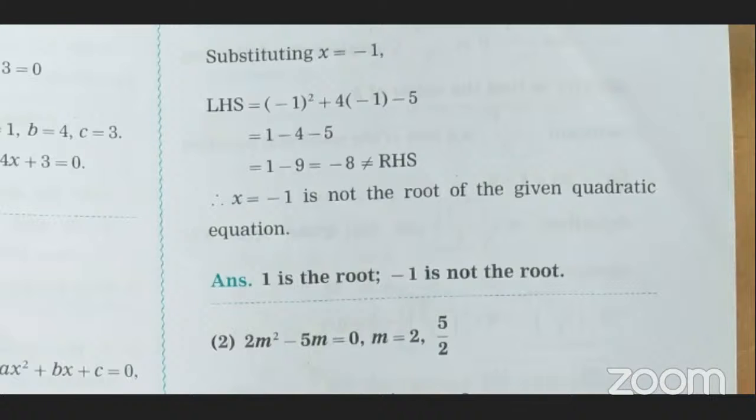Sir, your voice is cracking a little bit. Okay, now you can listen to me. It is minus 1 square plus 4 into minus 1, which is minus 4, minus 5 equals 0. So my dear, 1 square is 1, minus 4 minus 5 will become minus 9. 1 minus 9 equals minus 8, which is not equal to RHS. RHS is 0, so this is not a root of the given equation.